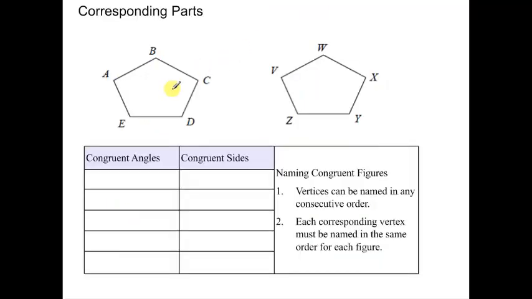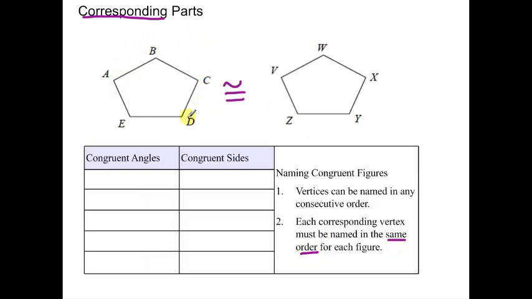All right, so these two pentagons are congruent, and one of the things we need to be able to do is to match up what we call the corresponding parts. You'll remember from unit three, corresponding means they're in the same position. So what would be matched up here? Well, I would say that A here would match over with V here. B would pair up with W, C with X, and so on around. And so as I name these figures, if I want to say they're congruent, and I do, they are congruent, then I list them, like it says right here. The vertices can be named in any order, but the corresponding vertices have to be named in the same order for each figure. So this is how this works.